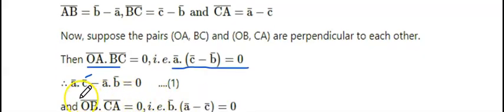Now the second part. Similarly, the dot product of OB and CA should also be 0, because they are perpendicular. So B bar dot (A bar minus C bar) should be equal to 0. On expanding, we get the second equation: B bar dot A bar minus B bar dot C bar equals 0. That is, A bar dot B bar minus B bar dot C bar equals 0. That is our second equation.